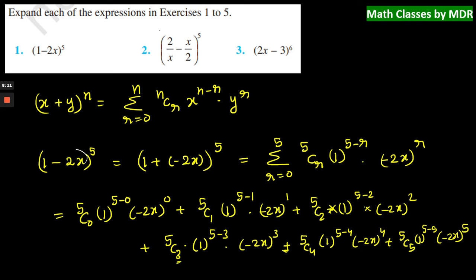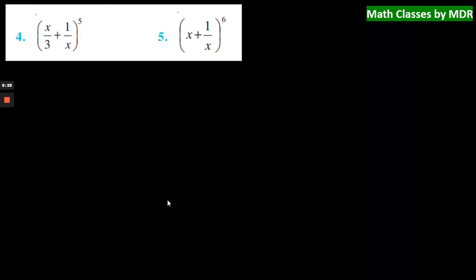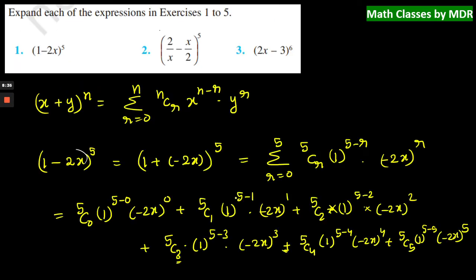Now let us simplify it. So on simplifying it, what do you get? 5c0 is 1. Just now I have shown you, right? 5c0 is nothing but 1. This value is 1. So 1 into 1 to the power 5 is 1. Minus 2x whole to the power 0 is 1. So the first term is 1. What is the first term? First term is 1 plus second term 5c1.